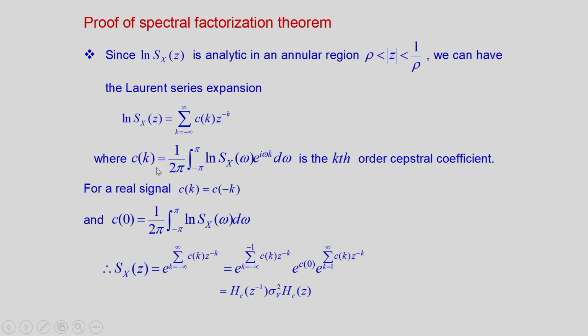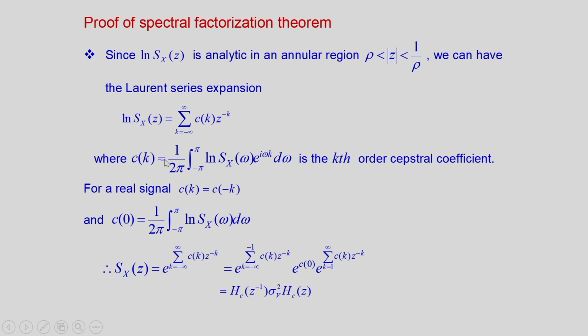Let us prove the spectral factorization theorem. Since log of Sx(z) is analytic in an annular region, |z| between rho and 1 by rho, we can have the Laurent series expansion. So, this requirement is for the Laurent series expansion. We can write log of Sx(z) equal to an infinite summation, k going from minus infinity to infinity, of Ck into z to the power minus k.